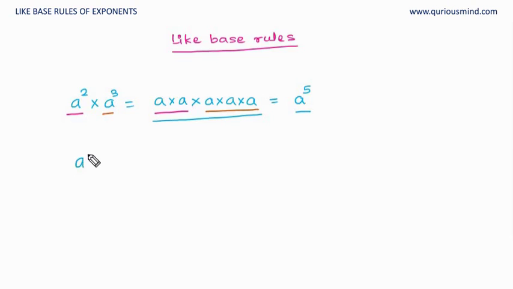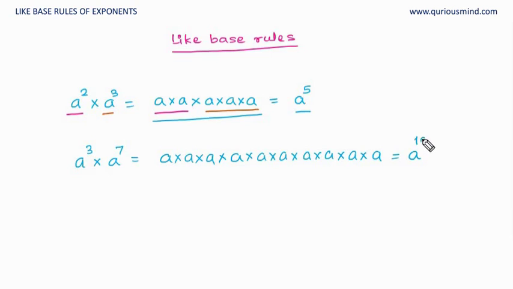Let's say a raised to 3 multiplied by a raised to 7. So it will be a into a into a for a raised to 3, and a raised to 7, and we are multiplying them. Now how many times do we have a? We have 10 times a. That means this is a raised to 10. So how are we getting this 10? These are 3 times here and 7 times here. So 3 and 7. So a raised to 10, we are getting it as a raised to 3 plus 7.